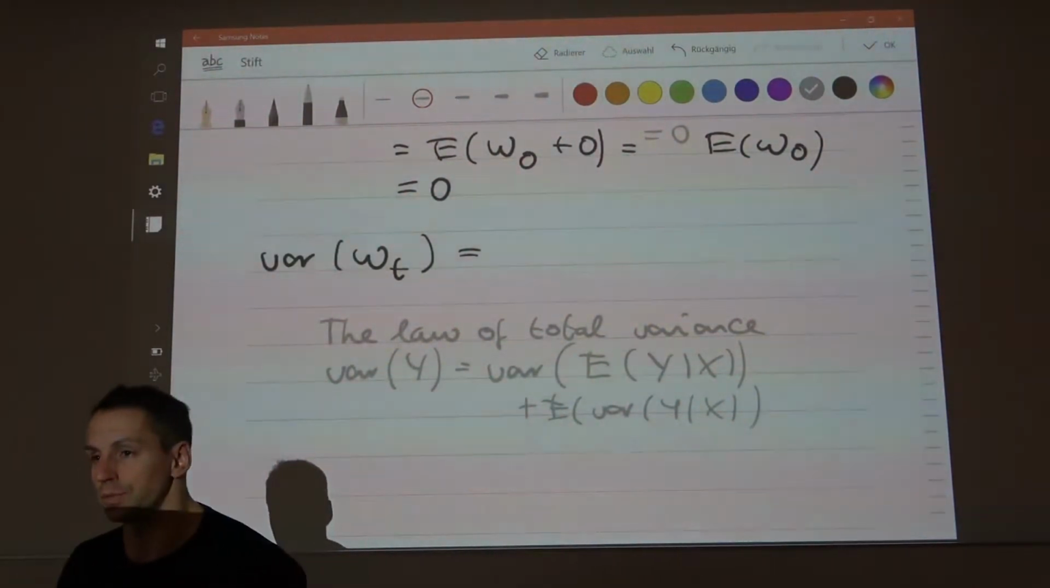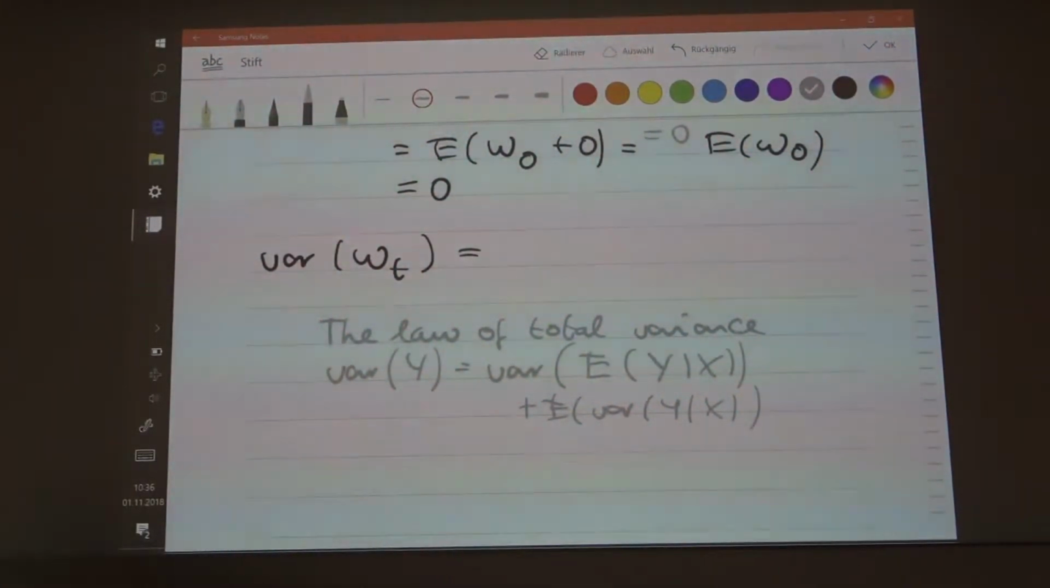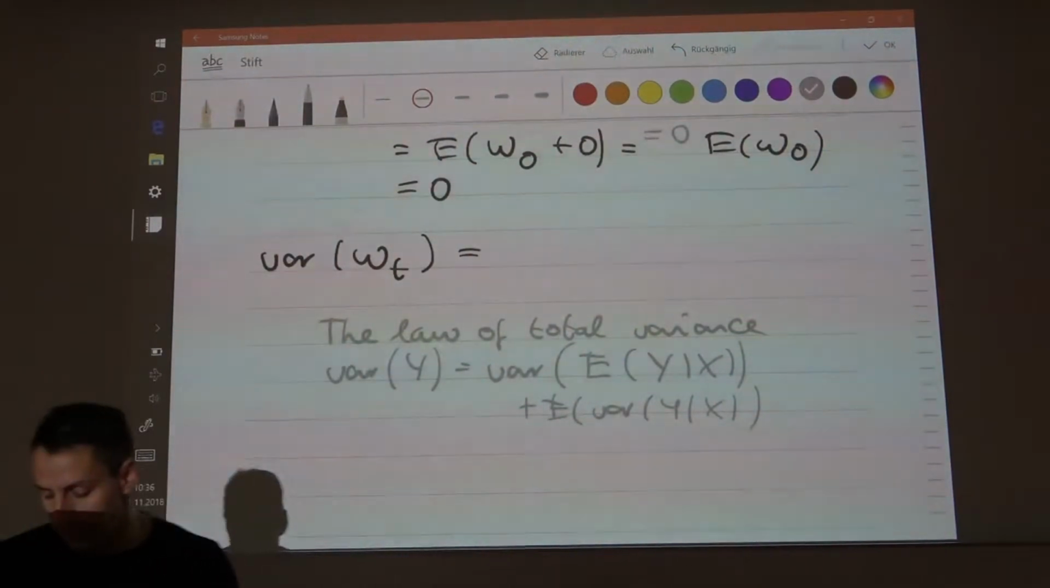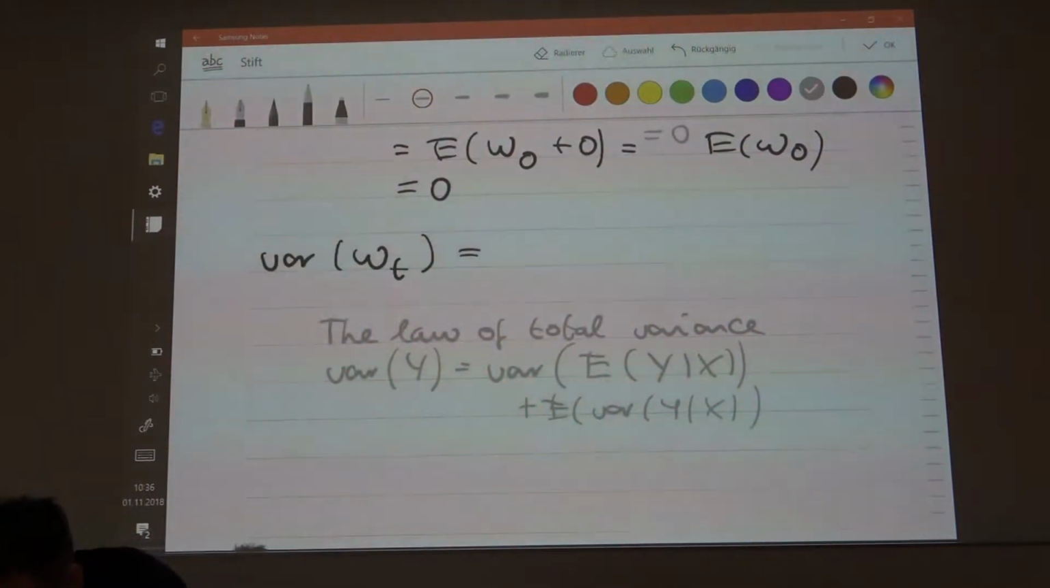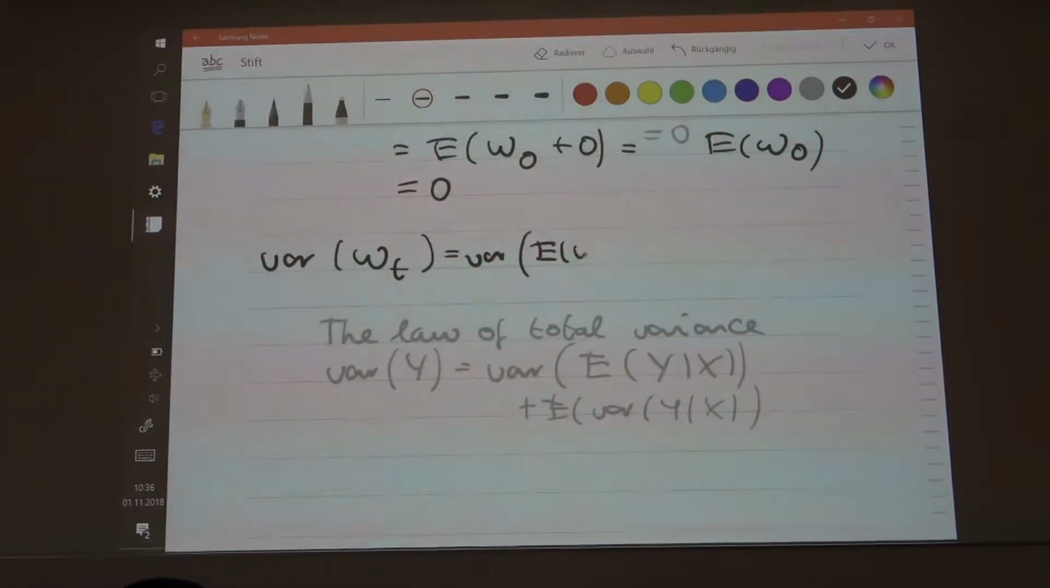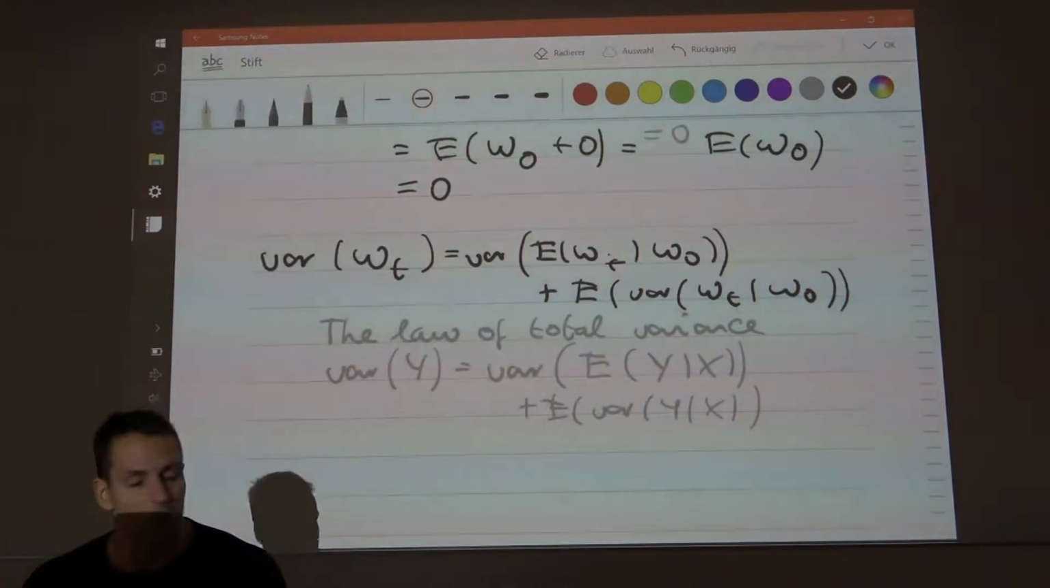Now this is something that you're supposed to prove in your assignments. All you need for that is the law of iterated expectations, as I did for the second part. But here, for calculating the variance of the Wiener process, I'm going to use the law of total variance. So what I'm going to get is the variance of the conditional expectation of Wt given W0, because that's what I'm going to introduce here, plus the expectation of the conditional variance of Wt given W0. So that's the rule that I'm going to apply here.